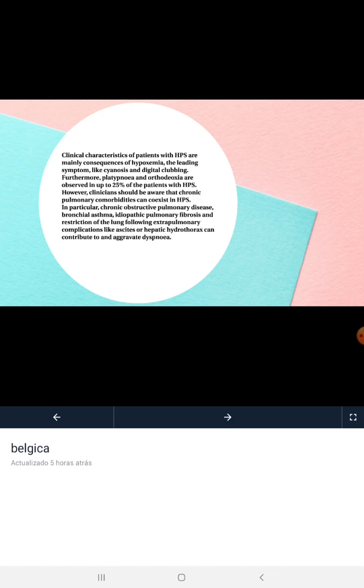Application in nursing. Clinical characteristics of patients with HPS are mainly a consequence of hypoxemia. The leading symptoms are cyanosis and digital clubbing. Furthermore, platypnea and orthodeoxia are observed in up to 25% of the patients with HPS.